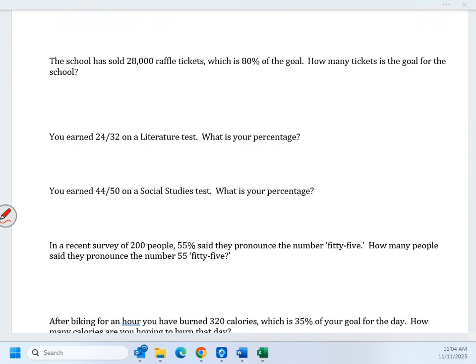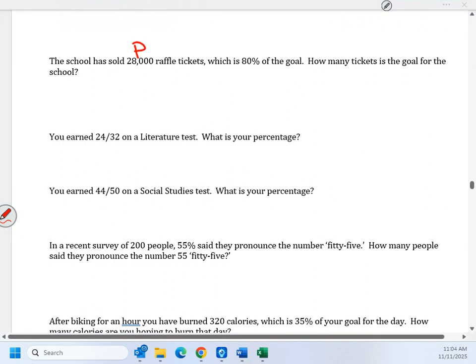So the school has sold 28,000 raffle tickets, which is 80% of the goal. How many tickets is the goal for the school? What's my part? What am I going to put the P at, Joe? 28,000. What's my percent? Ellen? 80%. What's my whole? Bo? Goal.